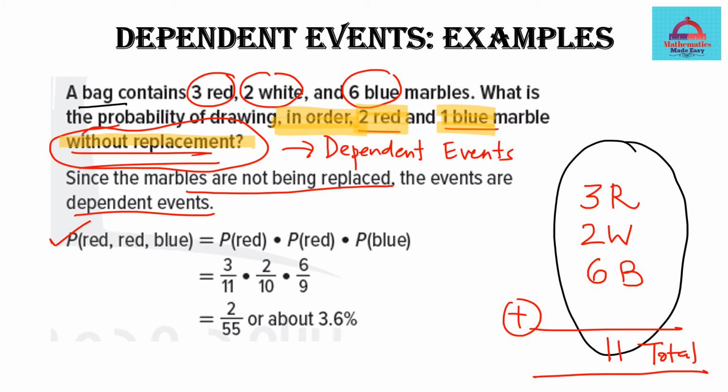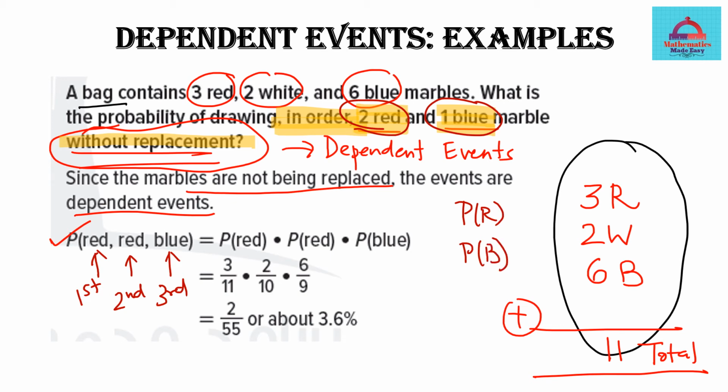So let's do it now. That means in the first draw, I definitely want red. In the second draw, I also want red, because I need 2 red and 1 blue in the same order. And then the third draw should be blue, and I'm not putting them back. If you want, you can individually also write the probability for red and probability for blue. We're not concerned with white because it is not asked in the question.